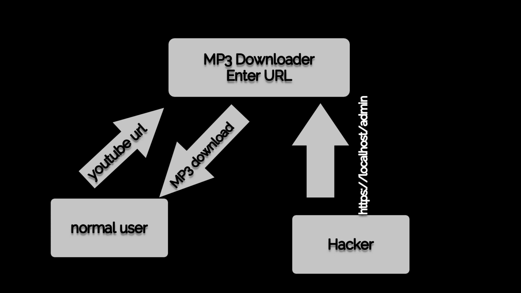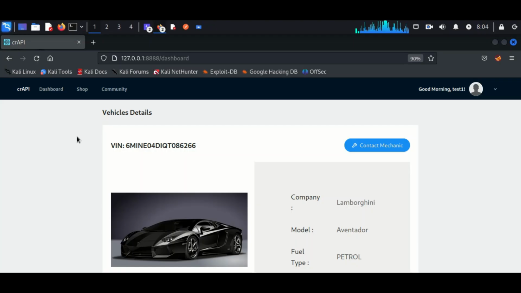So whenever this application is reading this URL, the communication will go into the internal network. Instead of downloading the song, the application will download the internal resources or internal file to the attacker. It's an example of SSRF, that is server-side request forgery.